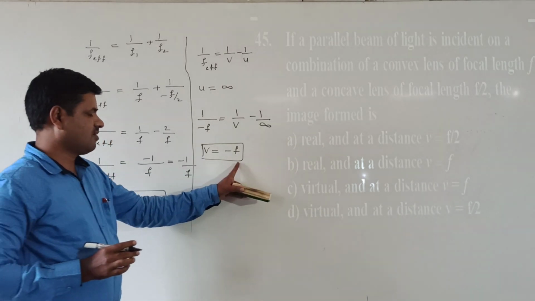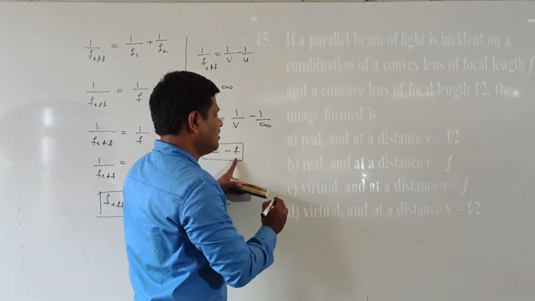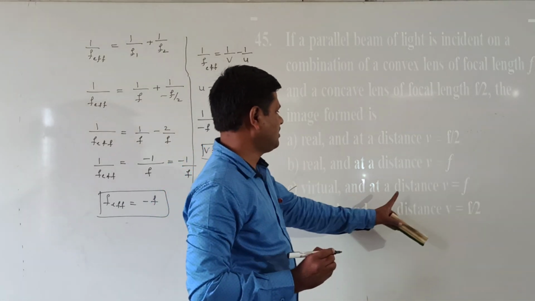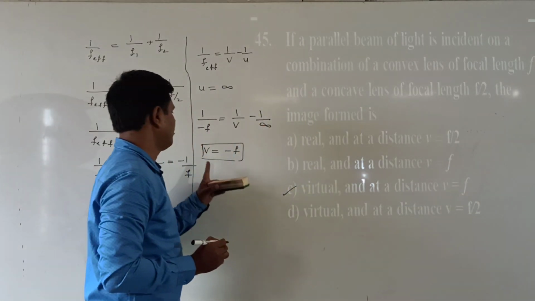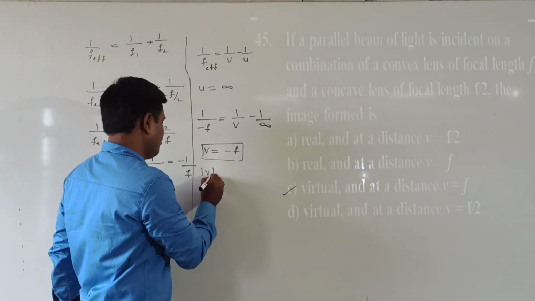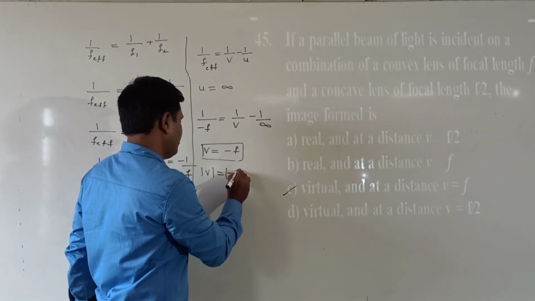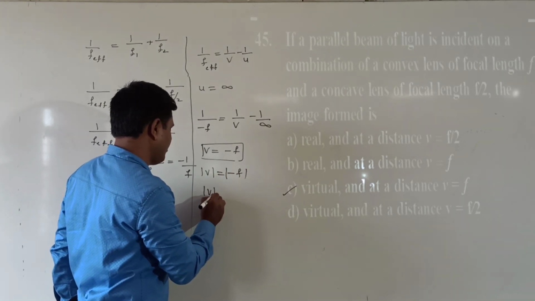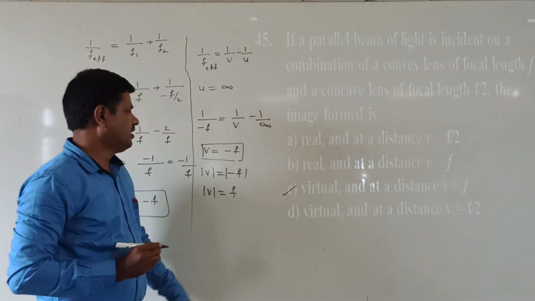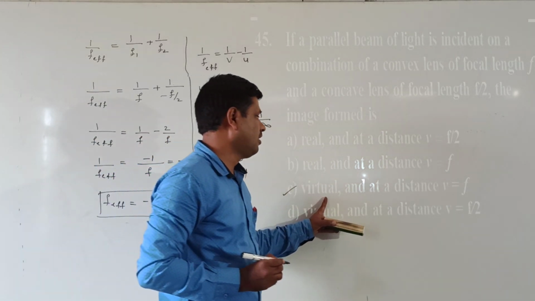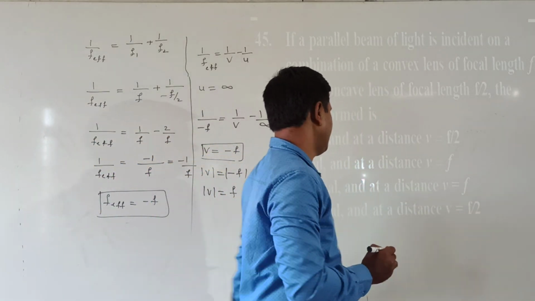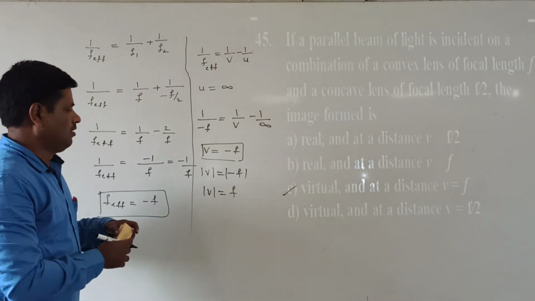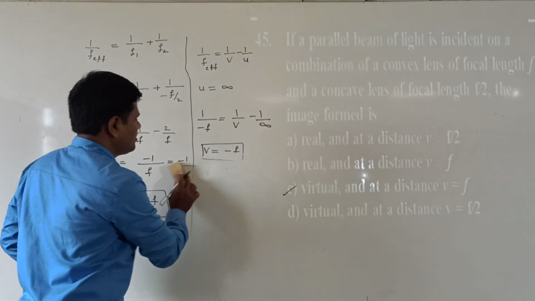v equal to minus f, with the minus sign, means this is a virtual image. At which distance is it formed? Considering the magnitude, mod v is equal to mod of minus f, so the magnitude is equal to f. The minus indicates it is virtual, but the image is formed at a distance of v equal to f. Right, option C is correct here.